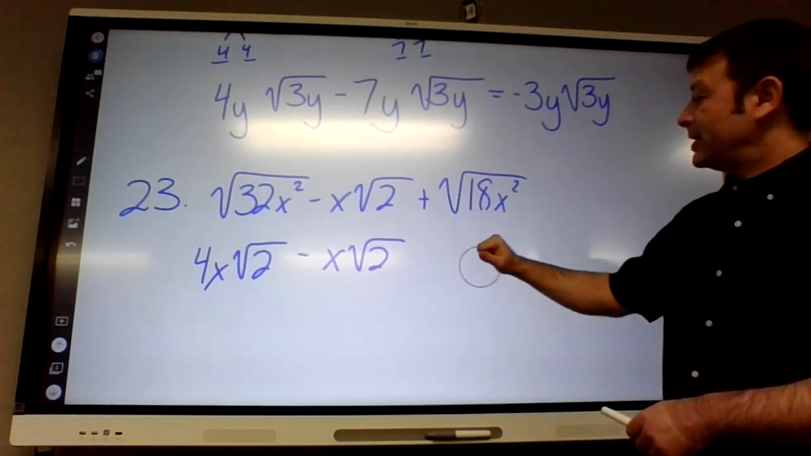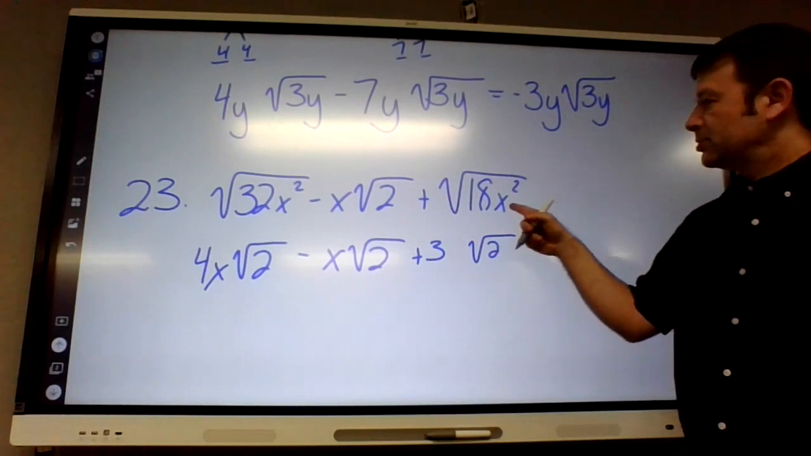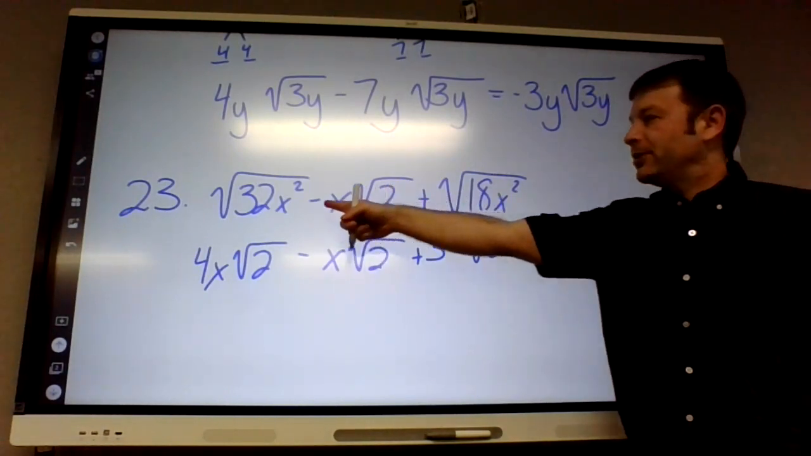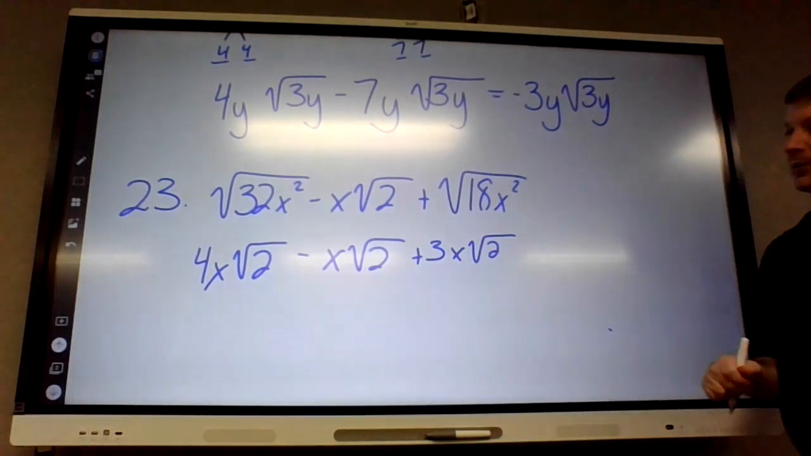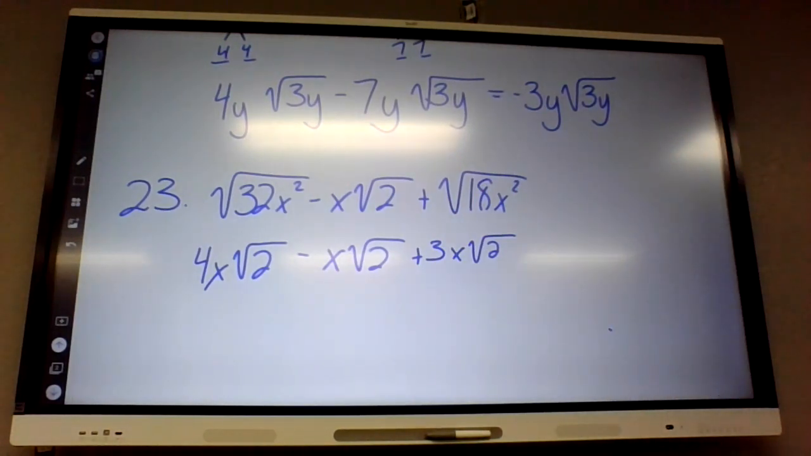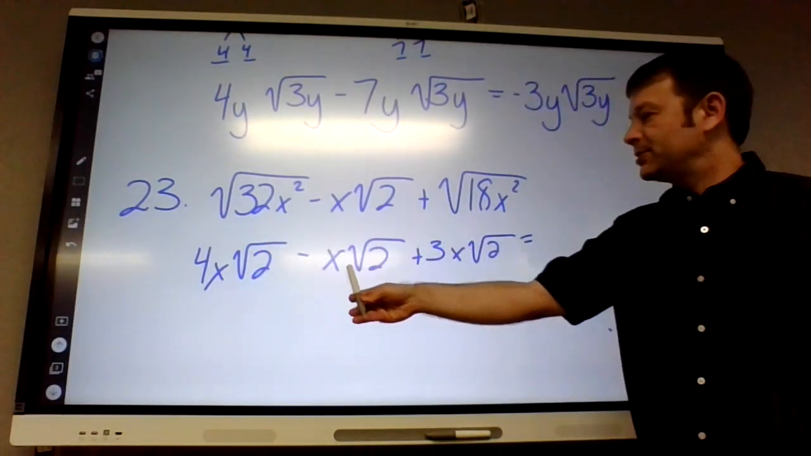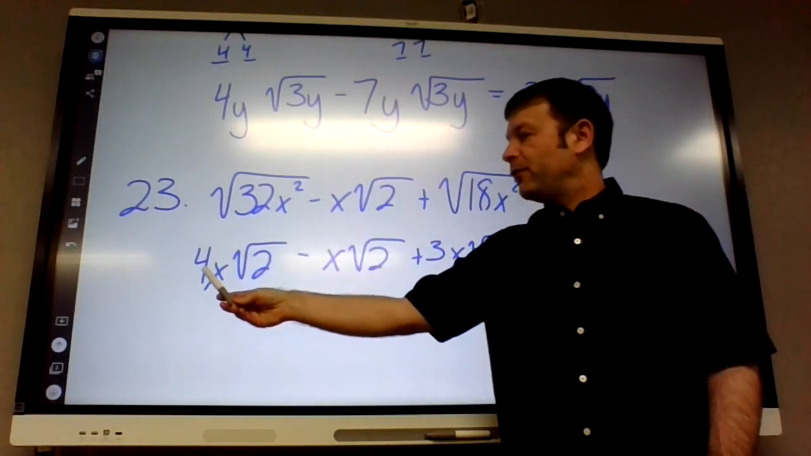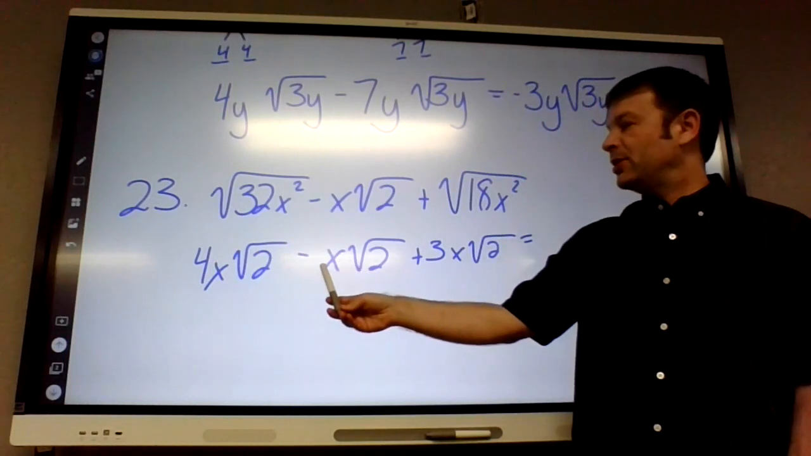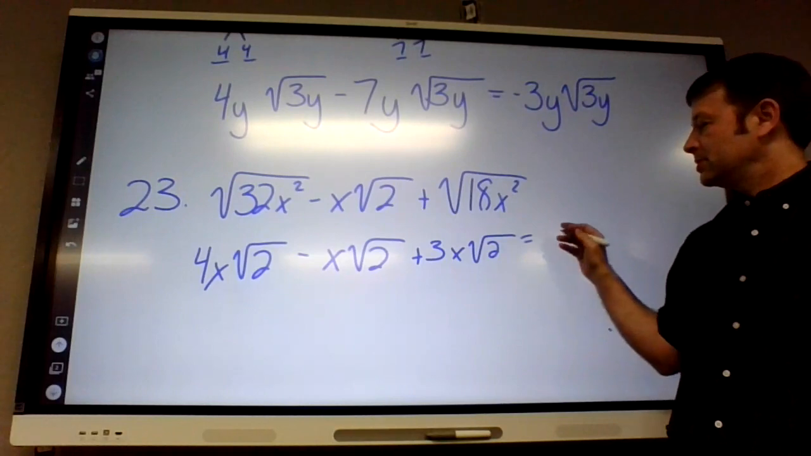But also, what about the x's? What's the square root of it? Same thing as over here, right? Square root of x squared is just an x. So a normal x comes out. Are all of these like terms or just some of them? They're all of them. All of them are x square root of 2. So I have 4 of them minus 1 of them, that's 3, plus 3 of them. 6x square root of 2.